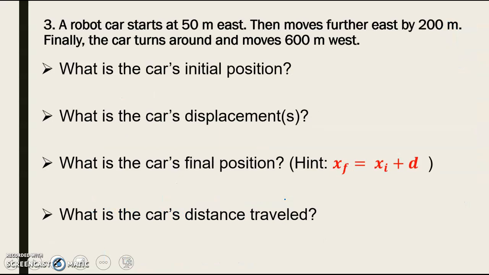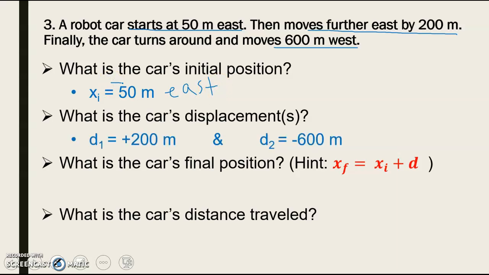Number 3, a robot car starts at 50 meters east. That's important. Then it moves further east by 200 meters. Finally, the car turns around and moves 600 meters west. All right, so it tells us our initial position. The car starts at 50 meters, and technically this is east.